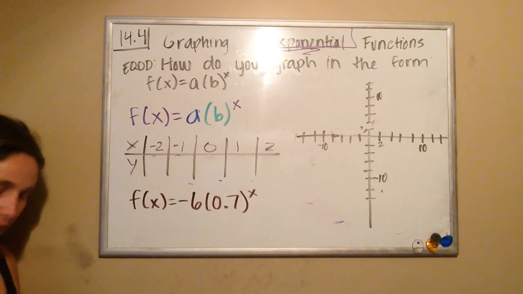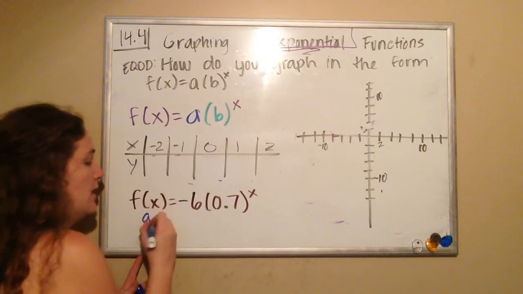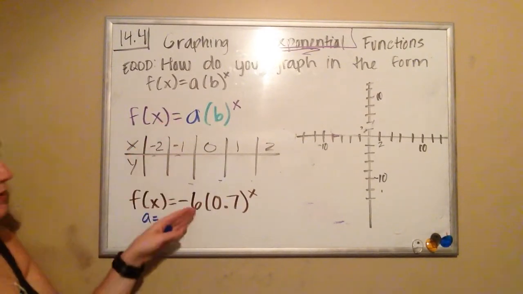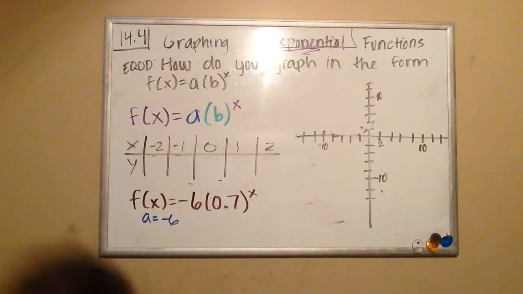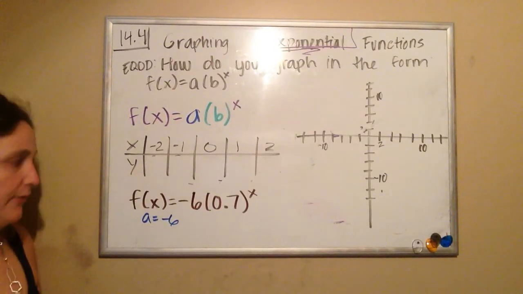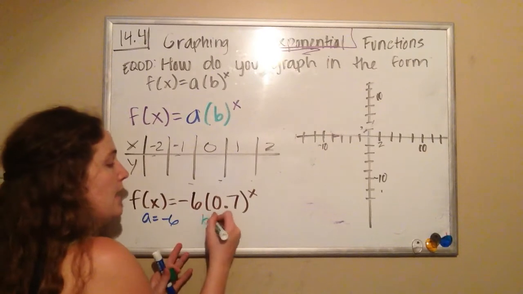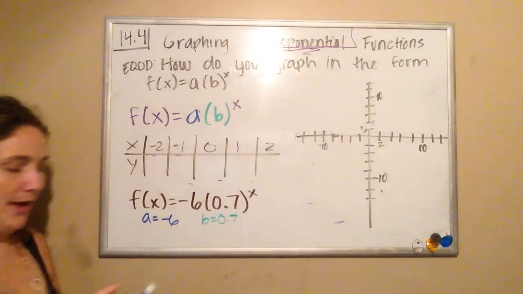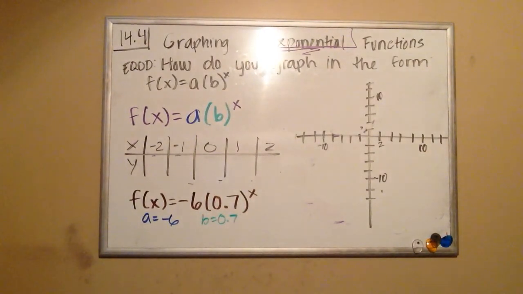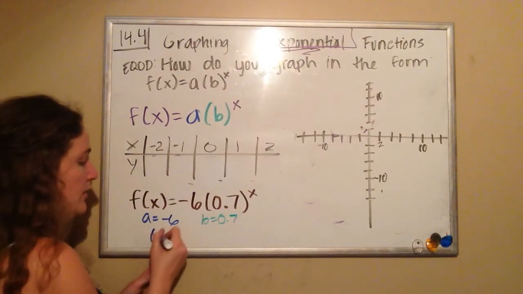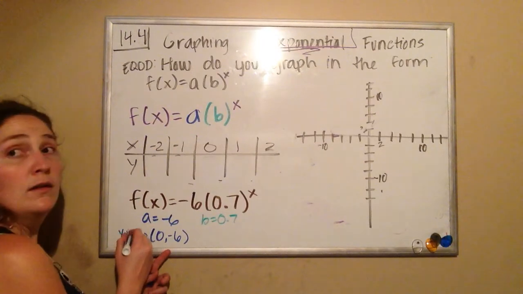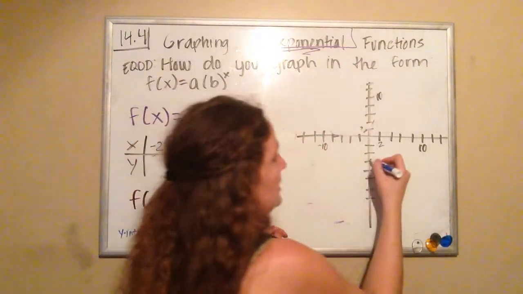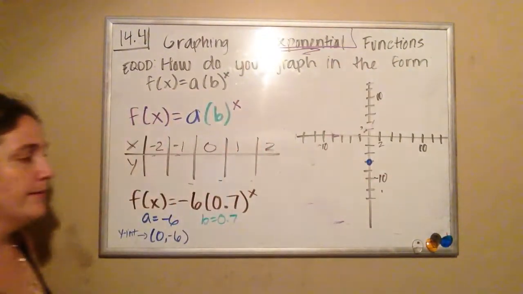First thing we always want to do is identify what our a is, which in this case is -6, and what our b is, which in this case is 0.7. Remember that our a is always going to identify what our y-intercept is. So for this a, we have a y-intercept of (0, -6). So our y-intercept is already at -6, we know that.